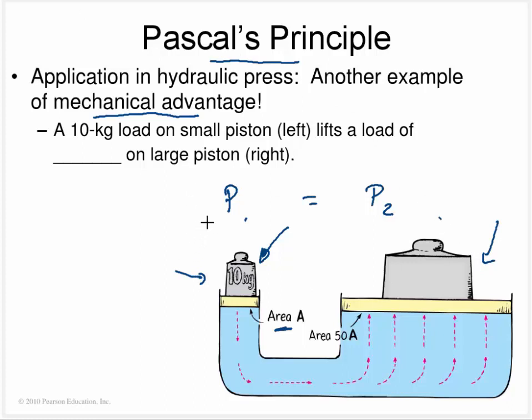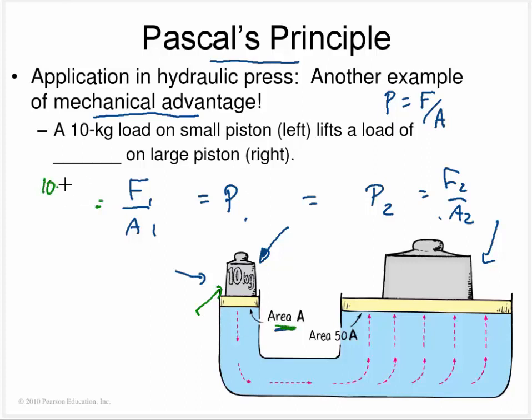Well, remember that pressure is defined as the force per unit area. So essentially what we're saying is the force per unit area on this side has got to be equal to the force per unit area on this side. And on this side right here we have a 10 kilogram mass on an area of just A. So this is going to be the 10 kilogram mass multiplied by gravity, and right over here is just going to be the area.